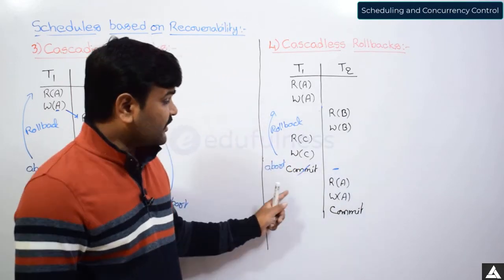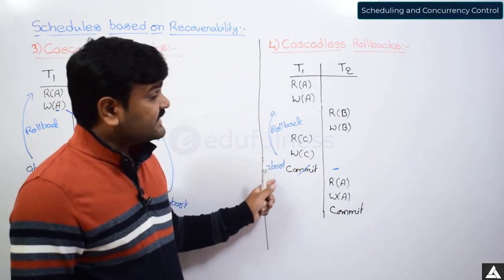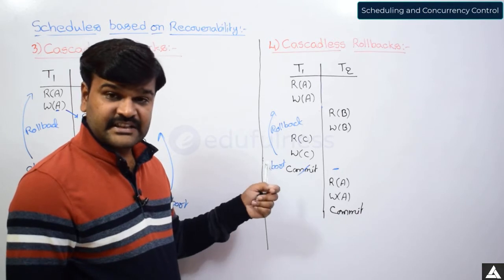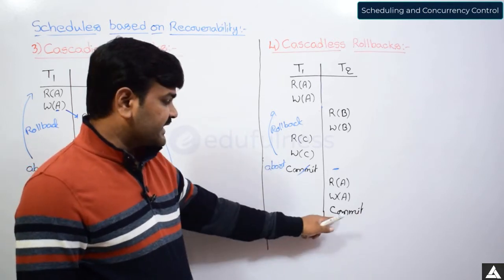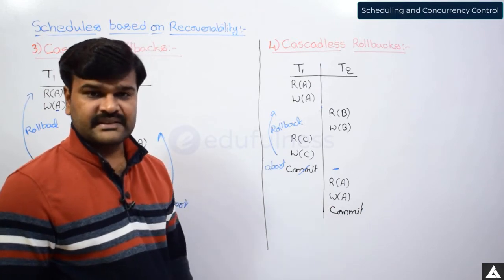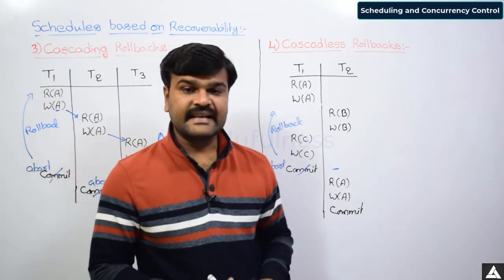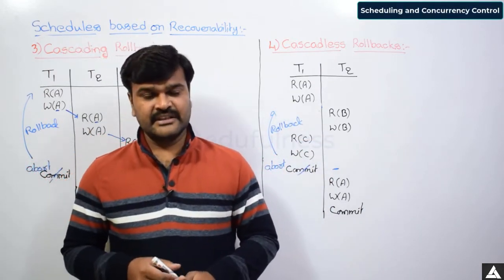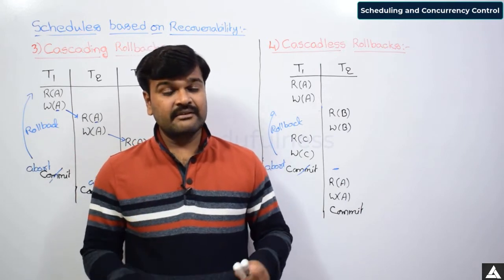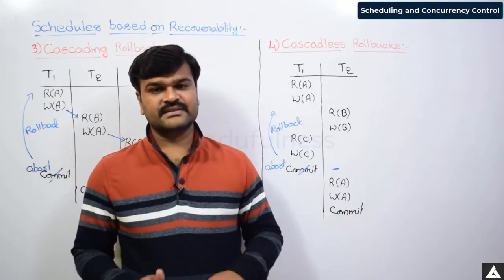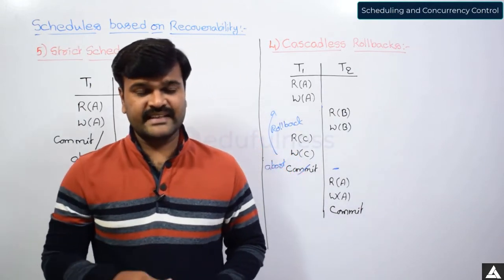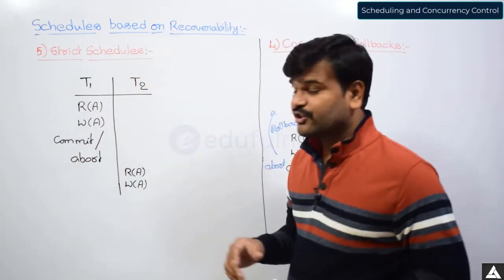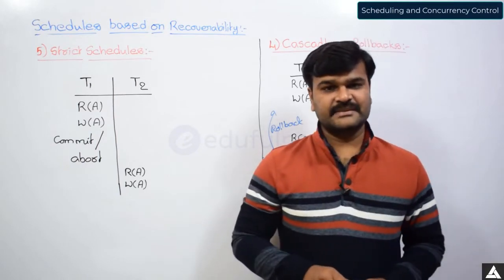So what you can say from this also is that cascadeless schedules are recoverable schedules, because you can recover actually. So this is one kind of schedule which is a recommended schedule. Okay. So now let us see the next schedule, that is the strict schedule.